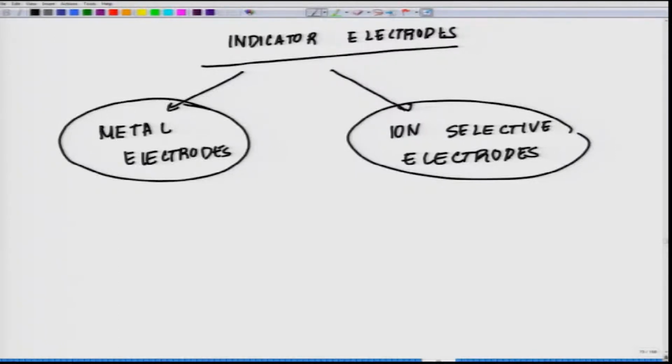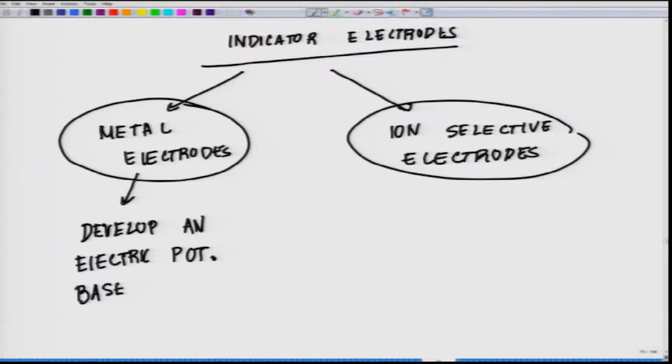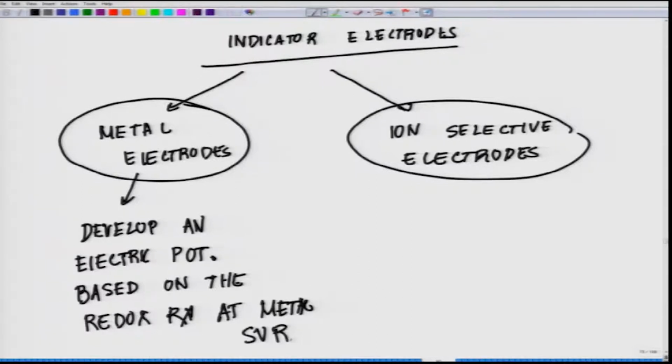When we talk about the metal electrodes, they are the ones which develop an electric potential in response to the redox reaction at the metal surface. Develop an electric potential based on the redox reaction at the metal surface. This is about the metal electrode.